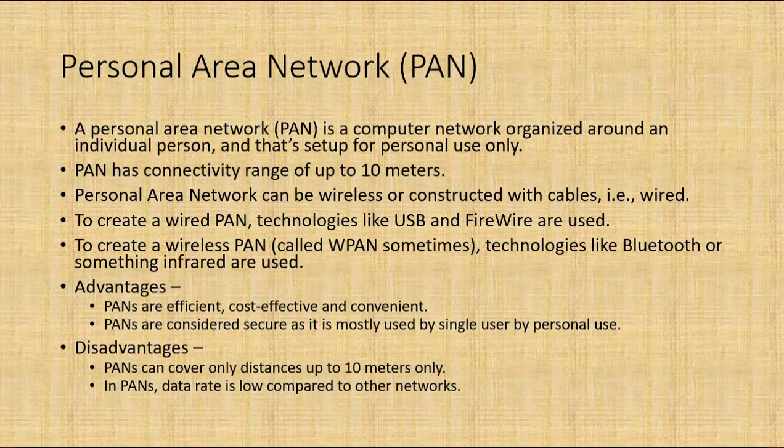When we use the word wired, it means we are creating the network using cables. Now when we are going to create a wired network, we use USBs or wires, and when we are creating a wireless one, we use Bluetooth or infrared. Advantages of the PAN are that it is efficient, cost effective and convenient. It means when we have to share data within a small area, then all these advantages are there.